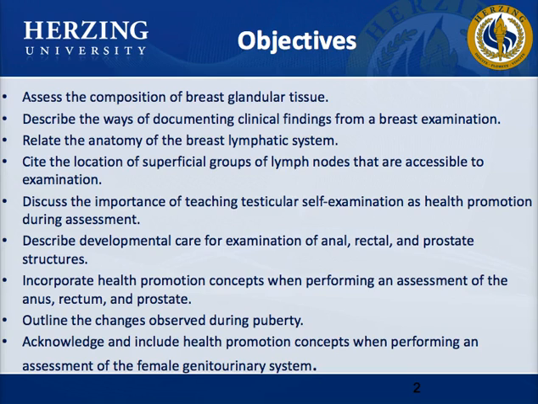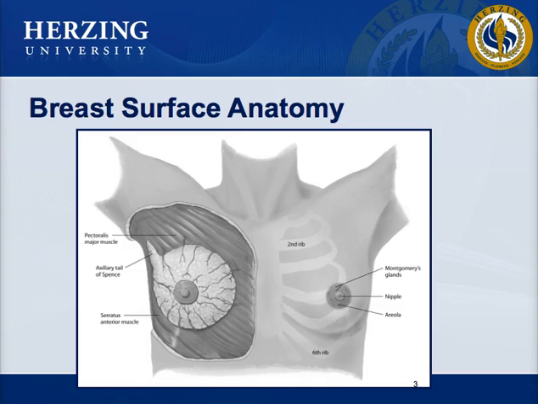describe developmental care for examination of anal, rectal, and prostate structures, incorporate health promotion concepts when performing an assessment of the anus, rectum, and prostate, outline the changes observed during puberty, acknowledge and include health promotion concepts when performing an assessment of the genitourinary system.